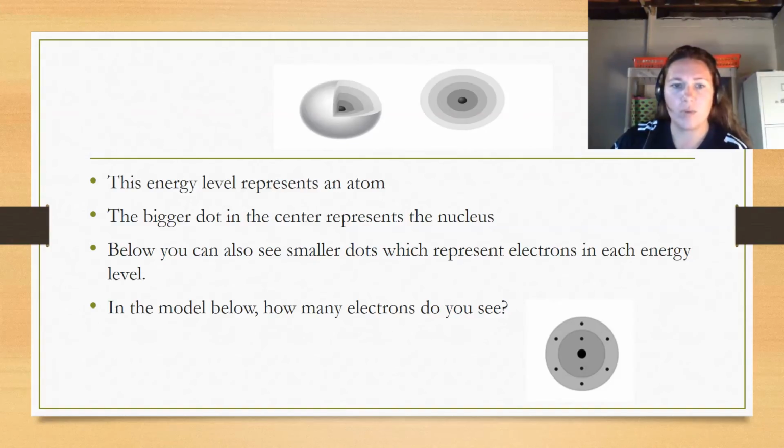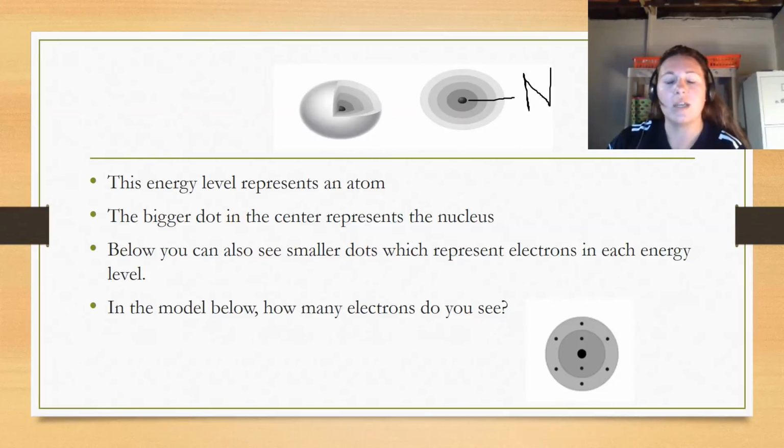So I have this picture up here again, and the energy levels represent an atom. The bigger dot here, like I said, is the nucleus. And then in this picture down here, you can see that smaller dots represent the electrons in each energy level. So how many electrons do you see here? There are 2 energy levels. We have the one in the center, this one right here, and then we have this one right here.